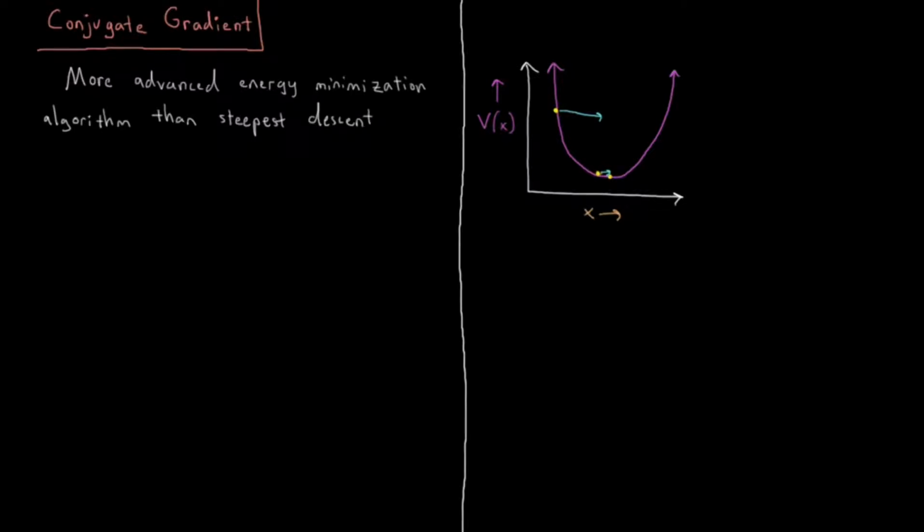This video will discuss the conjugate gradient method for geometry optimization and note its improvements relative to steepest descent. Okay, so as we said, for molecules, we're typically interested in what is the lowest energy structure of a molecule in a given region of its configuration space.